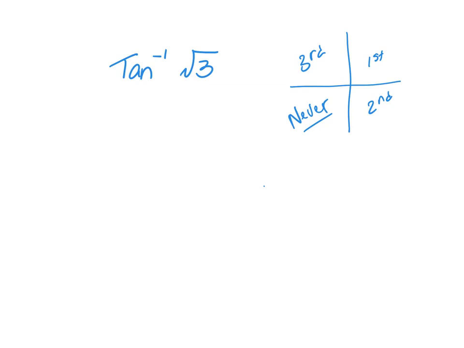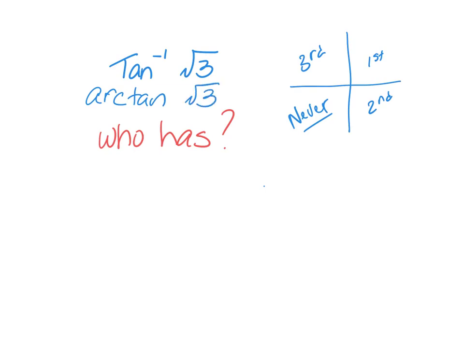Whenever you see tan⁻¹, cosine⁻¹, any of the trig functions with a -1, what you're thinking about is: who has? And the other way to write it is arctan of root 3. So when you look at your unit circle, remember we put the tangents on our unit circle? Who has a tangent of root 3? That would be 60 degrees, I believe, right?